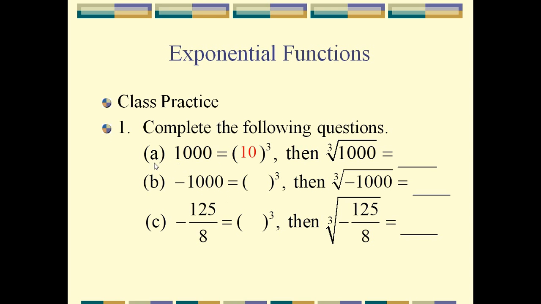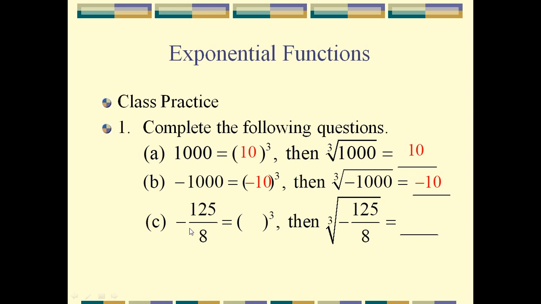Now, part A, you know that 10 to the power 3 is equal to 1000. So that means the cube root of 1000 is equal to 10. For the second part B, you see that negative 1000 is negative 10 to the power 3. So we can write down the cube root of negative 1000 is negative 10.